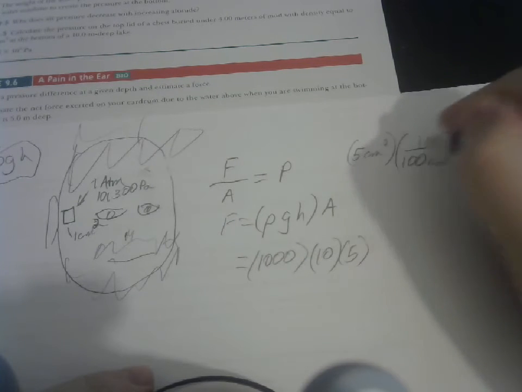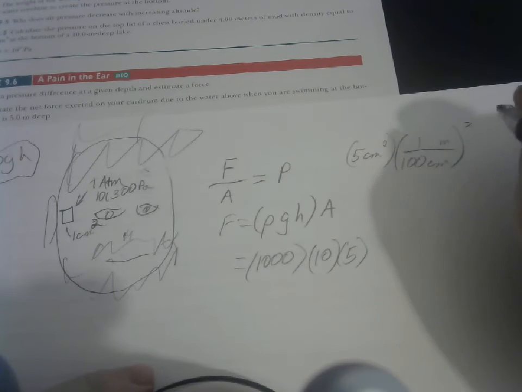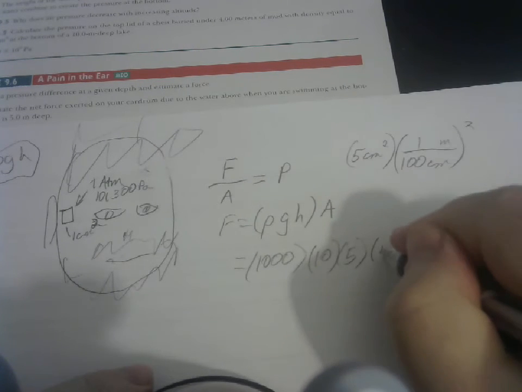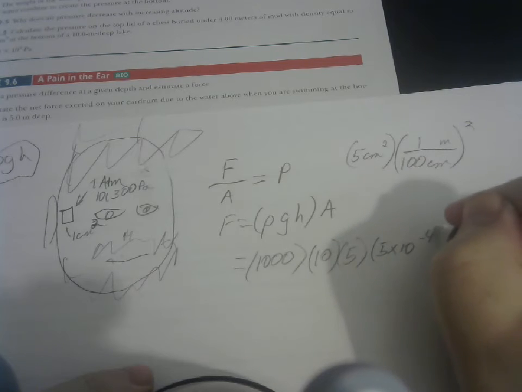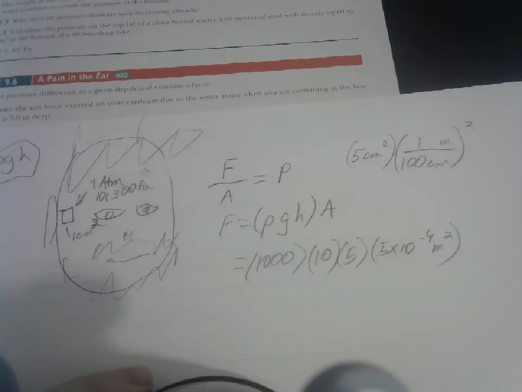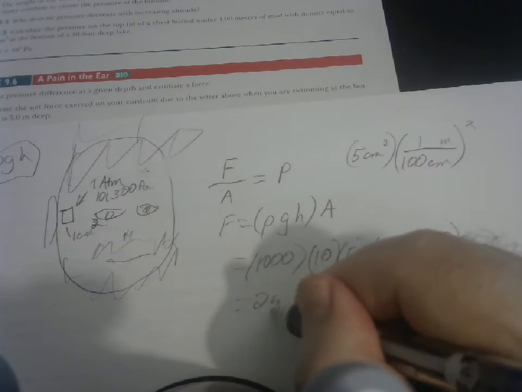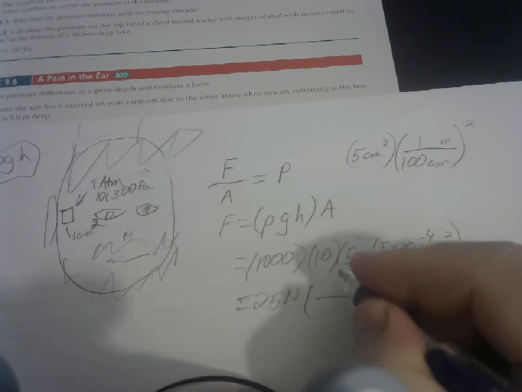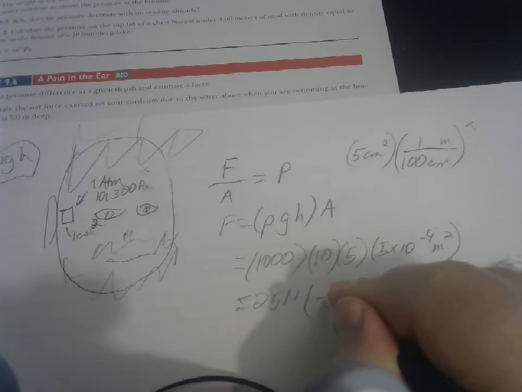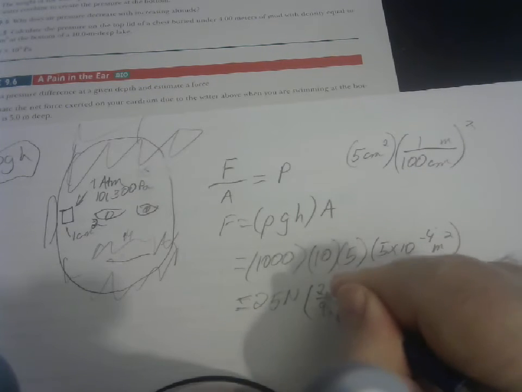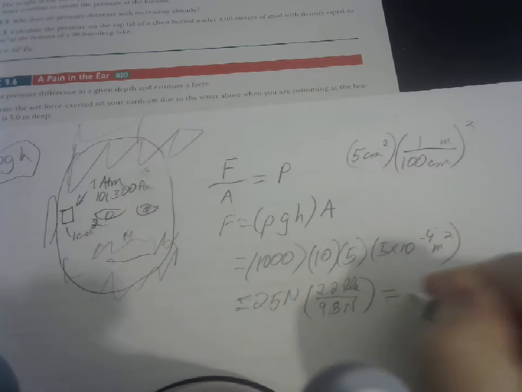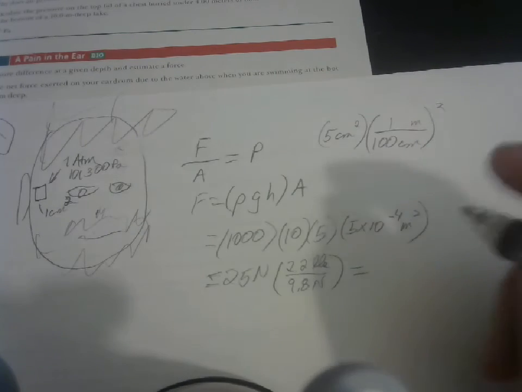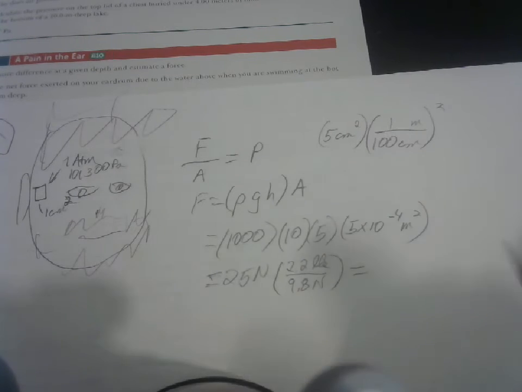100 centimeters per meter. We're going to square that. So 5 times 10 to the negative fourth meters squared. And that comes out to be 25 newtons. If we wanted that in pounds, there are 9.8 newtons for 2.2 pounds. Those are the weights of kilograms. The weight of a kilogram comes out to be about 5.6 pounds.